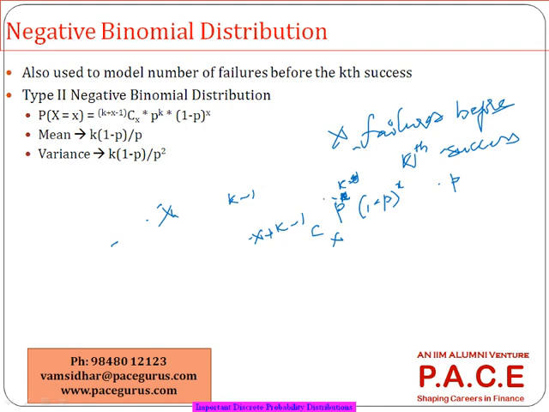Did he give the question of finding out the number of trials for the kth success or the number of failures before the kth success? Number of trials for the kth success is called a type 1 negative binomial distribution. In the formulas, he gives it as type 1, because there are two different applications of negative binomial. One is to model the number of trials for the kth success. Two is the number of failures before the kth success. The number of failures before the kth success, we take as negative binomial type 2. The number of trials for the kth success, we take as a negative binomial type 1 kind of distribution.